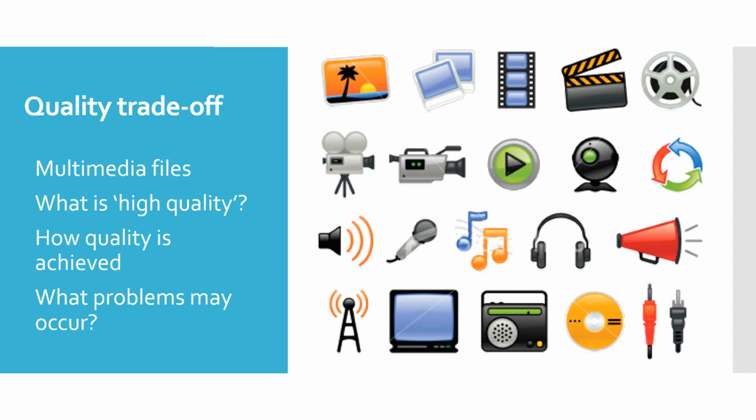The next area of questioning is what I call the quality trade-off. This is an issue that applies to multimedia files of a range of different types. I'd like to talk briefly about what makes a file higher or lower quality and how quality is achieved, and think about what problems may occur. I'll concentrate mainly on images because that's quite easy to visualize, but it applies to all forms of multimedia, including sound and video.